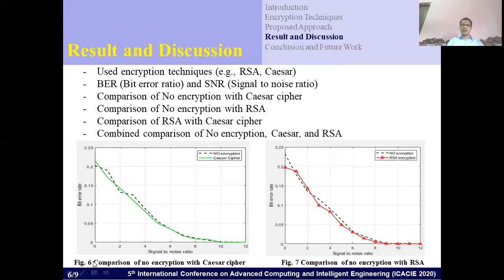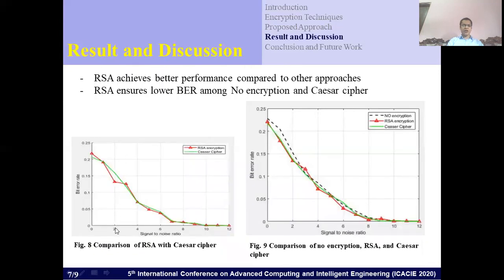Figure 6 represents the comparison of no encryption with Caesar cipher. Here we see that with the increase of signal to noise ratio, bit error ratio is gradually decreasing. And here we observe that the bit error ratio of Caesar cipher is lower than no encryption. Figure 7 shows the comparison of no encryption with RSA. And here we observe that bit error ratio of RSA is lower than no encryption. Figure 8 represents the comparison of RSA with Caesar cipher. And here again we see that RSA encryption technique ensures lower bit error ratio than Caesar cipher.